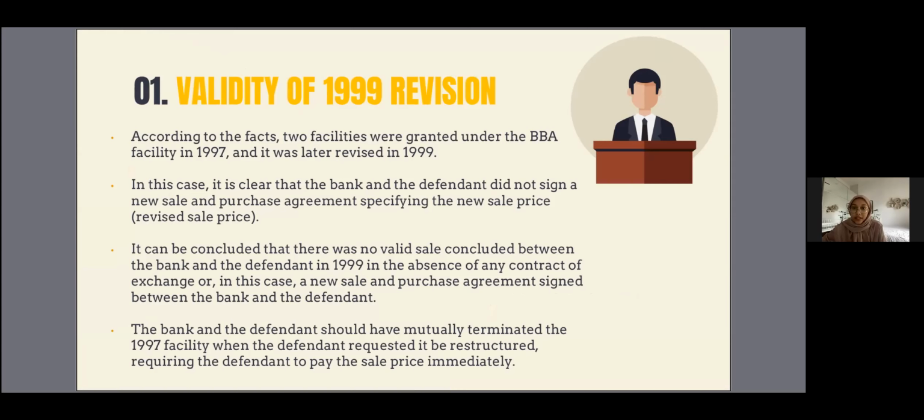validity of the 1999 revision. According to the facts, the facility was granted under the BBA in 1997, and it was later revised in 1999. The question is, was the revision correct? In this case, it is clear that the bank and the defendant did not sign a new sale and purchase agreement specifying the new sale price. The only document between the defendant and the bank was a letter dated November 1, 1999, which required the signing of a new set of documents, but there was no document signed.